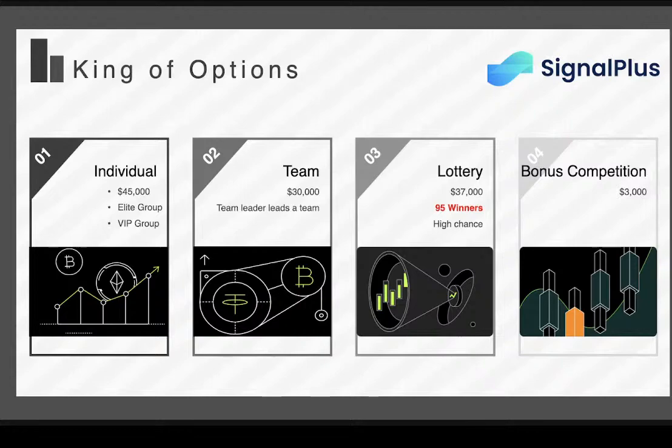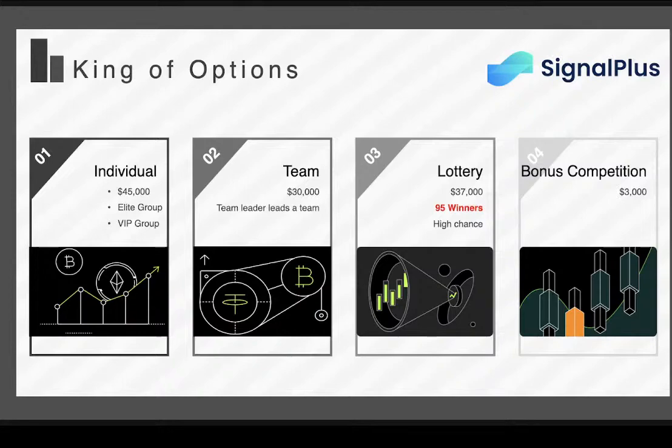In the individual competition, the more you trade in volume in the options market with the SignalPlus dashboard, the higher the rank you will be at. And there are some qualifications in the individual trading competition. To be qualified for ranks, traders need to be trading for 10 days. So there needs to be 10 days that you execute at least one trade in the options market. If not, then you will not be able to be qualified for this ranking or prizes.